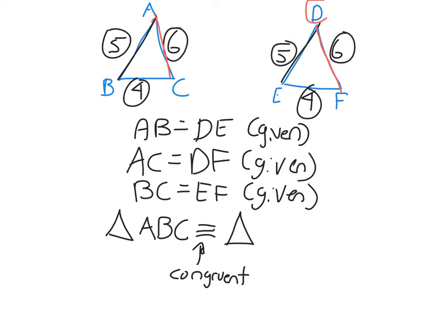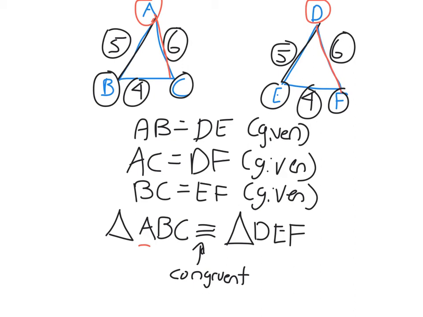So D, this vertex corresponds to this. Because I wrote A first, I need to write D first. And then you'll see that E actually corresponds to B, so I need to make sure I write E second. And then, of course, F and C correspond, so I write F last. Therefore, ABC is congruent to DEF, and the reason is the SSS test, all right?